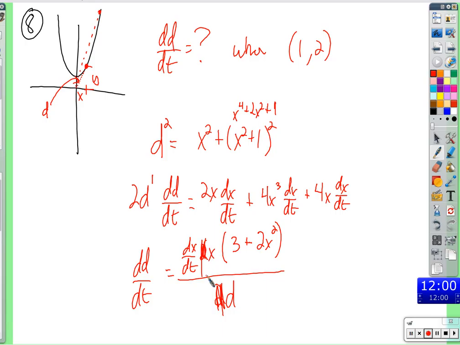Divided by 2d. We can cancel those 2s, can't we? Great. Sorry, that's a 1. I accidentally wrote on there, and instead of erasing it, I just made it a 1. So the 2s cancel. Let's fill in everything that we know, which should be everything on this side. dx/dt is 3 halves, times x, which is 1, times 3 plus 2 times x squared, over d. Now we need to know what d is.